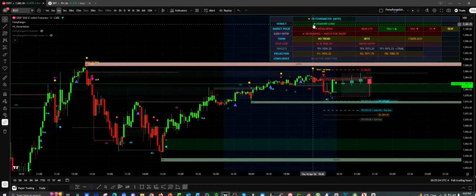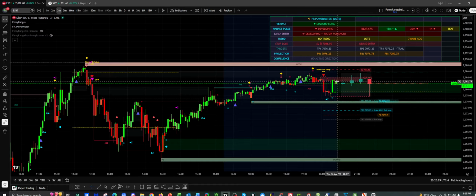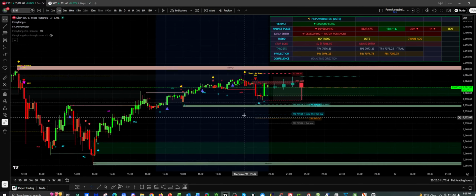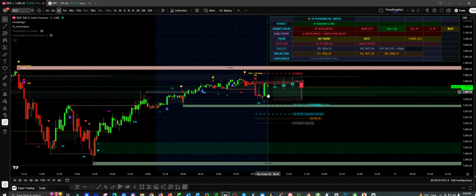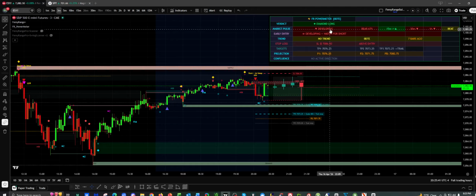So right now the verdict is we have a diamond long, which is somewhere here. That's where the current price is. The current price is here, right? So we're using ES right now. So the current price is here and it's bullish. It says the market pulse is developing to the downside. The bear strength is 67%. The 15 minutes is bullish, the 30 minutes is bearish, the 1 hour is bearish.